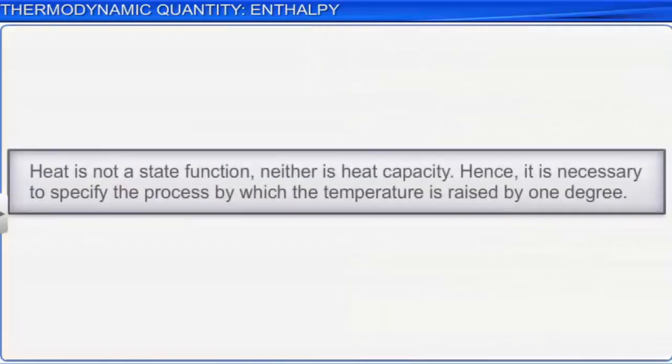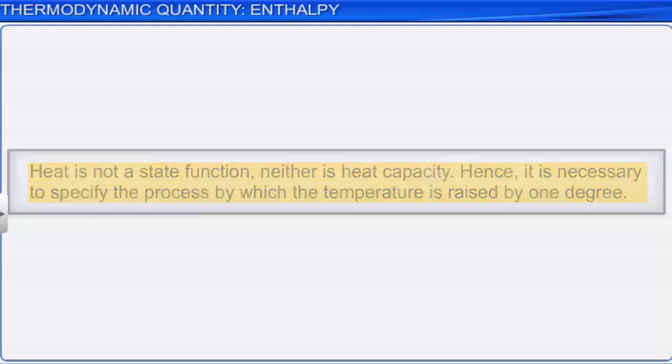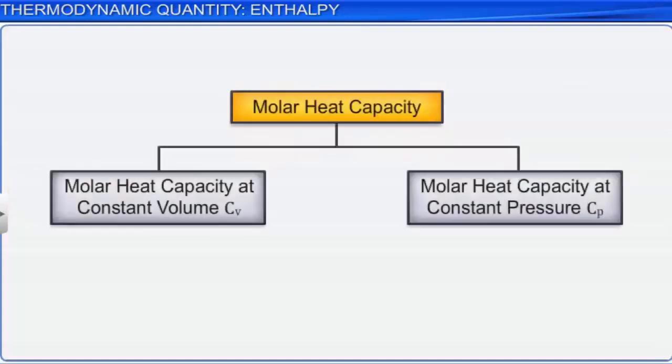Heat is not a state function, neither is heat capacity. Hence, it is necessary to specify the process by which the temperature is raised by 1 degree. The two important types of molar capacities are molar heat capacity at constant volume and molar heat capacity at constant pressure. Let us see the relation between molar heat capacity at constant volume, which is denoted by Cv, and molar heat capacity at constant pressure, which is denoted by Cp.